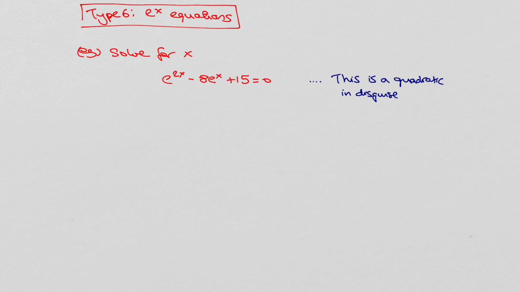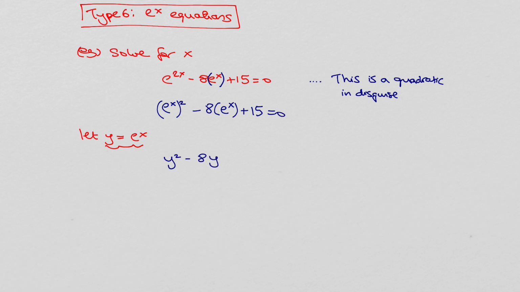So if I put brackets around this term here in the middle, the e to the x, then I can take this equation and write everything in terms of e to the x. So e to the 2x could be written as e to the x squared minus 8 times e to the x plus 15 equals 0. And now to make it look exactly like a quadratic, we could say, well, let y equal e to the x. And now all of a sudden, wherever there's an e to the x, if I put y, we can clearly see that this is a quadratic that we're used to seeing.